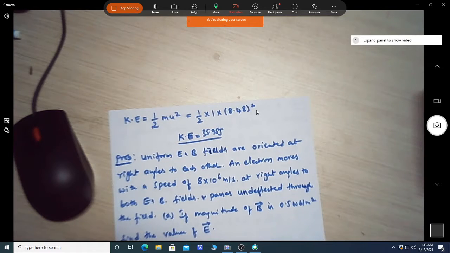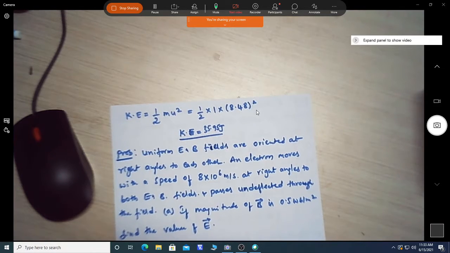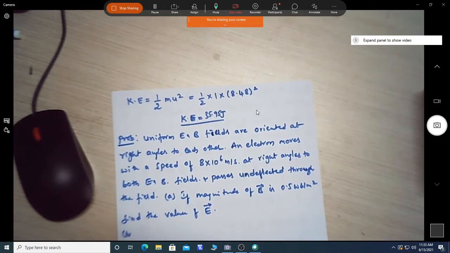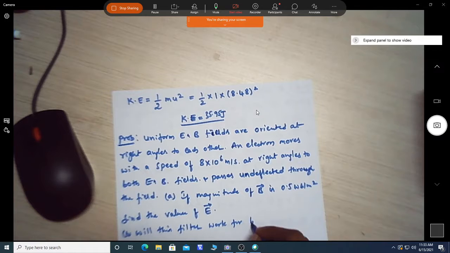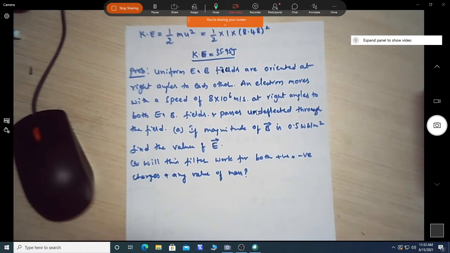Okay, the second one: will this filter work for both positive and negative charges and any value of mass? Okay, so this is the problem.